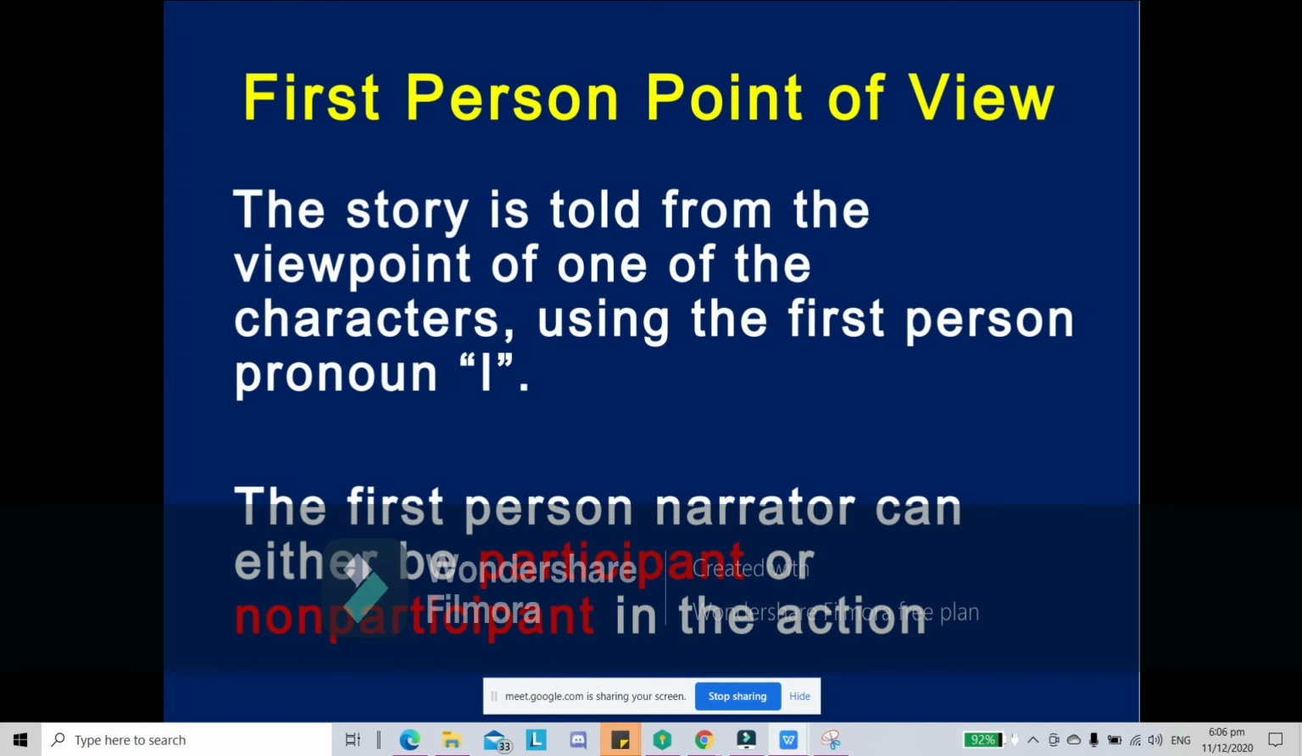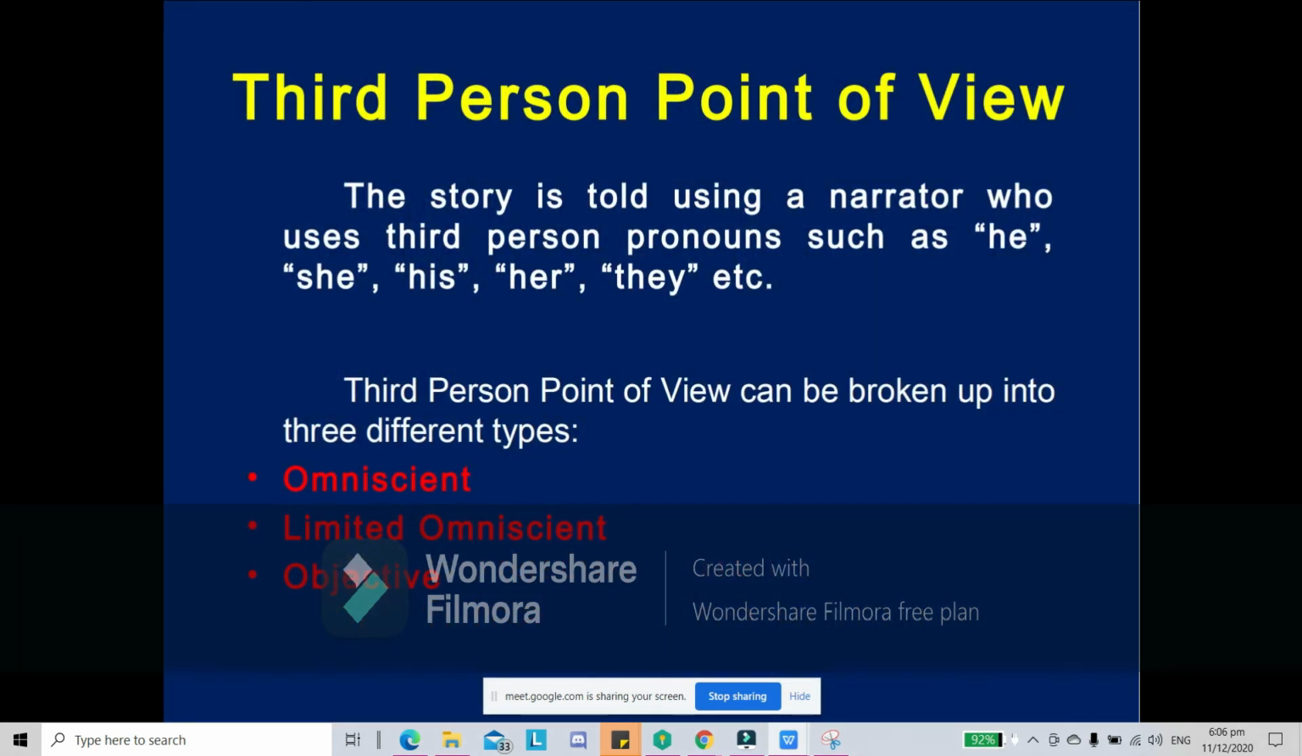Okay, next is the theme. The theme is the central idea or central message of the story. It usually contains some insight into the human condition, and tells something about humans and life. So for example, if the theme is more on learning, you can get a lesson from it.